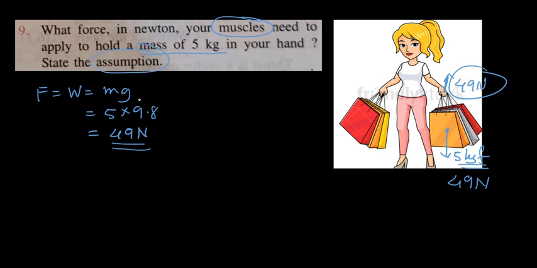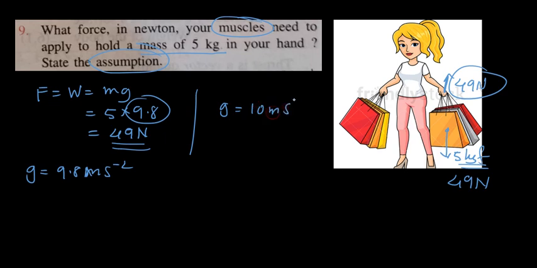They are asking for the assumption. This is the assumption. So the assumption is g is 9.8 meter per second squared. If we take g as 10 meter per second squared as our assumption, then that force will be 5 into 10, that will be 50 Newton.